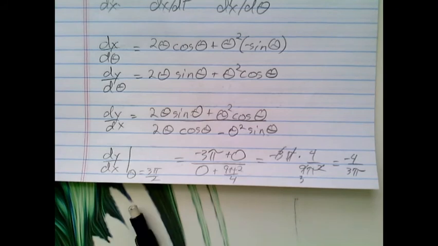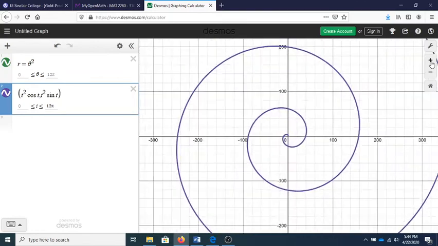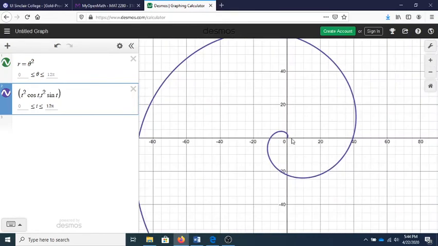Okay, now let me look back at the graph. That's saying the slope of the tangent line at 3 pi over 2 is negative. Well, let's zoom in. Okay, here's my spiral. As theta goes from 0 to pi over 2 to pi to 3 pi over 2, I can see this point here on the curve corresponds to theta equals 3 pi over 2. And it does look like the tangent line would have a negative slope.